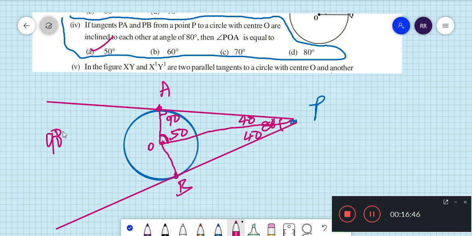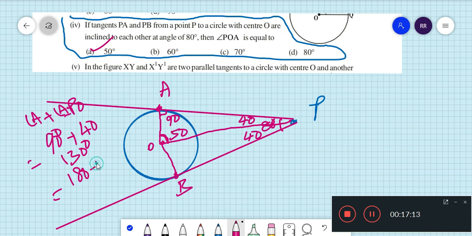So angle A is 90, angle A plus angle APO. Angle APO is equal to 40 degrees. That is equal to 130 degrees. But here it should be 180 minus 130. So it becomes 50 degrees. So this is the answer. Okay, children.